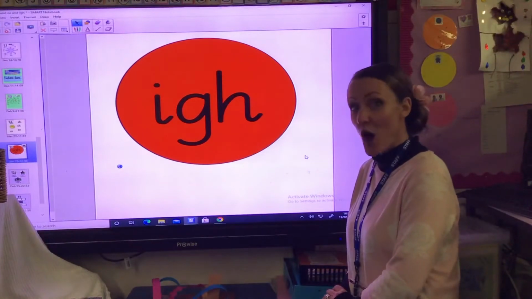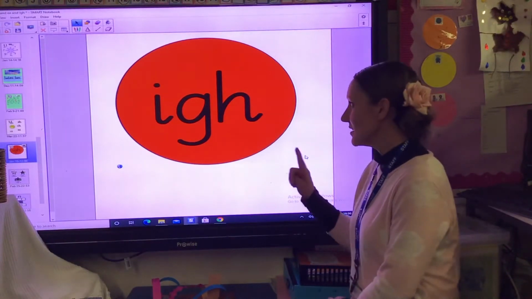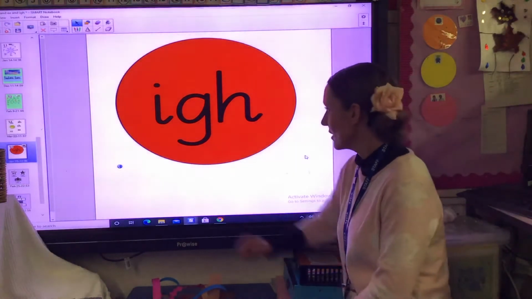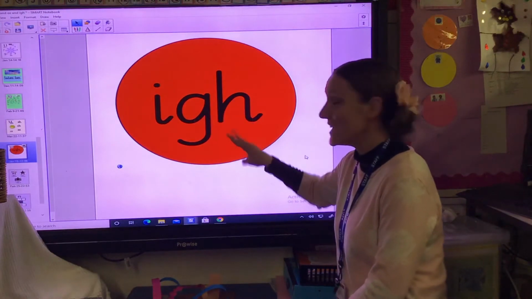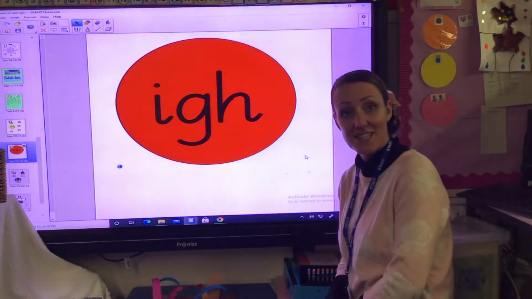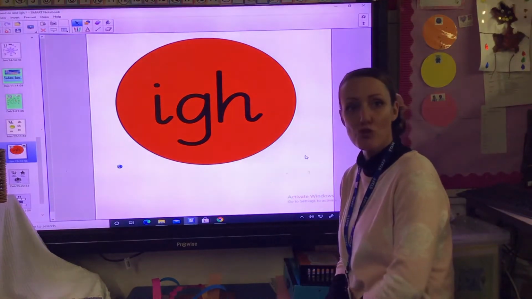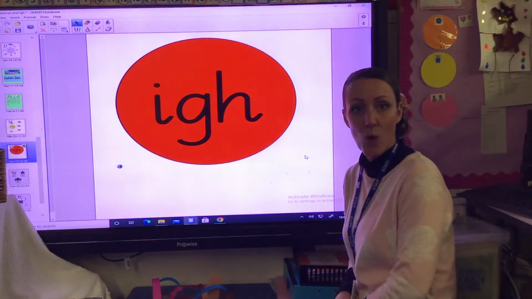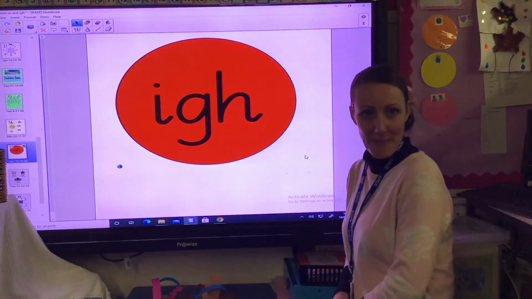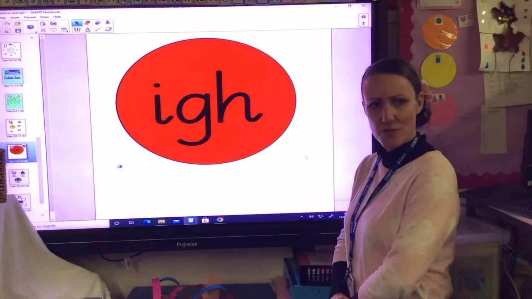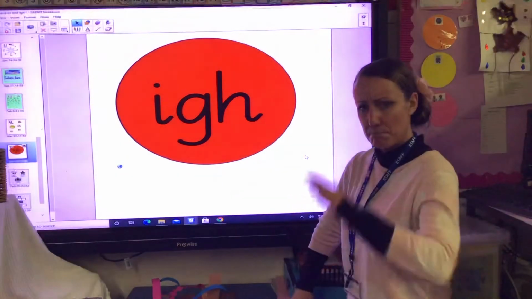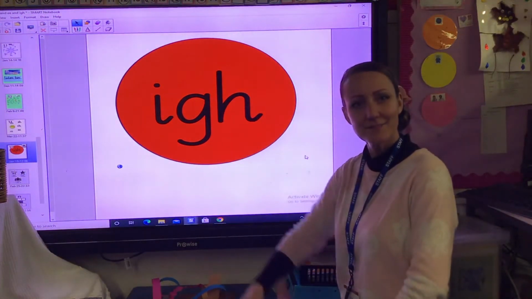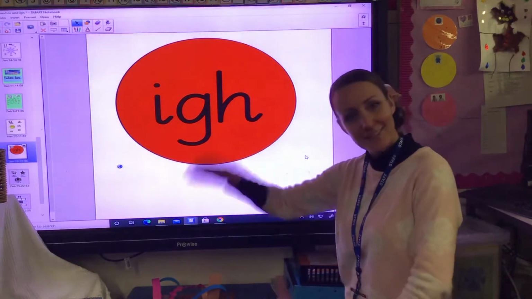This is not a digraph because there are not two letters. How many letters are there in this sound? 1, 2, 3. There are 3 letters in this sound. This is a trigraph because there are 3 letters, but they only make one sound. And the sound they make is if you were a sailor on a boat and you saw another sailor, you might say, aye, aye, aye.